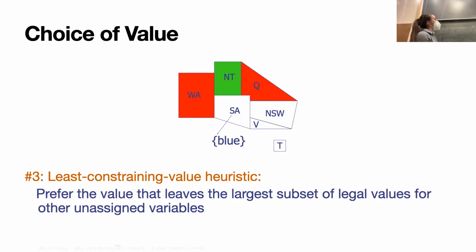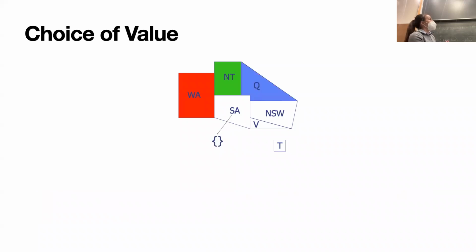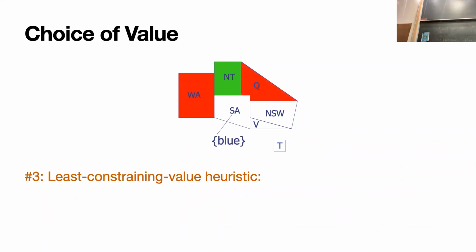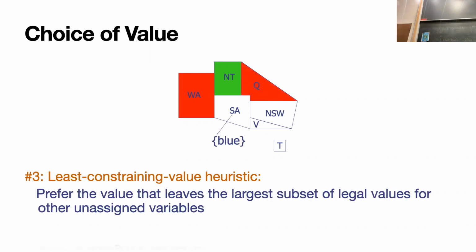We really want to find and use these heuristics because, again, if we were to make a mistake and color this blue and we weren't checking the things next to us, then we would get into a really terrible situation. So again, with the least constraining value heuristic, we prioritize the values that leave the largest subset of legal values for other unassigned variables. Why? Because that makes it easier for us to choose, and then we don't have to backtrack and do different things.